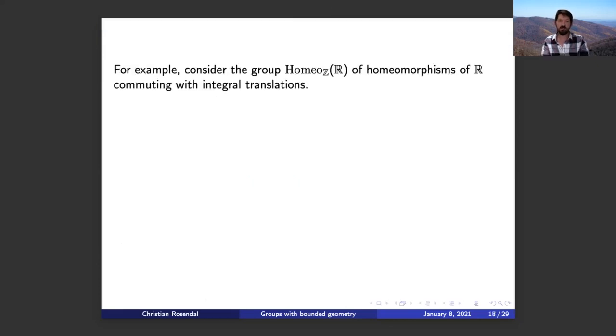Okay, so let's take some examples that are not covered by those previous cases. Well, one group that will be important in the following is the group of homeomorphisms of the real line, but not all homeomorphisms, only those that commute with integral translations. So they essentially move the unit interval around, make a homeomorphism of it, and then replicate it in all other unit intervals, all successive integral translates of that.